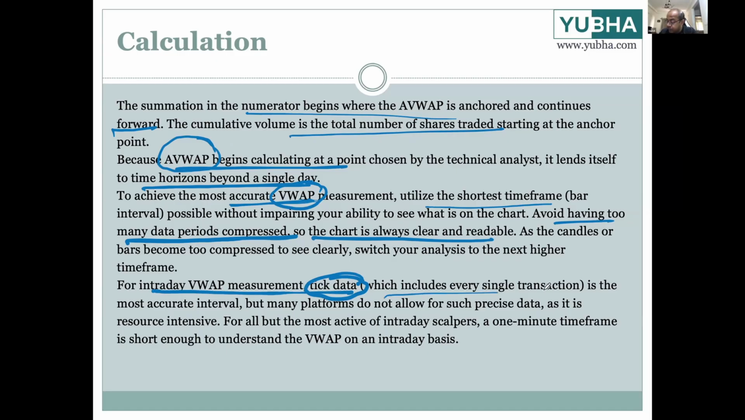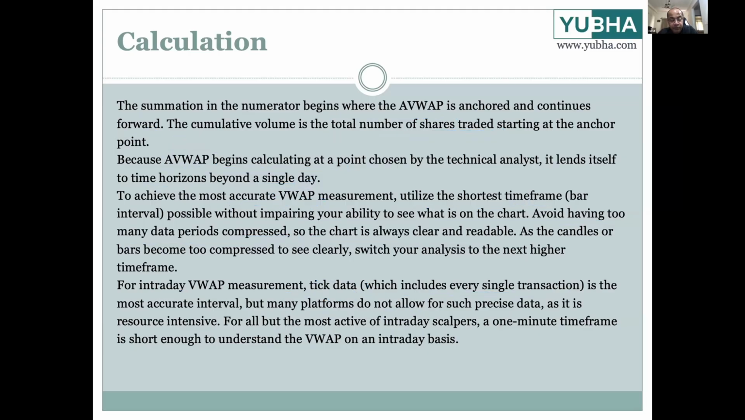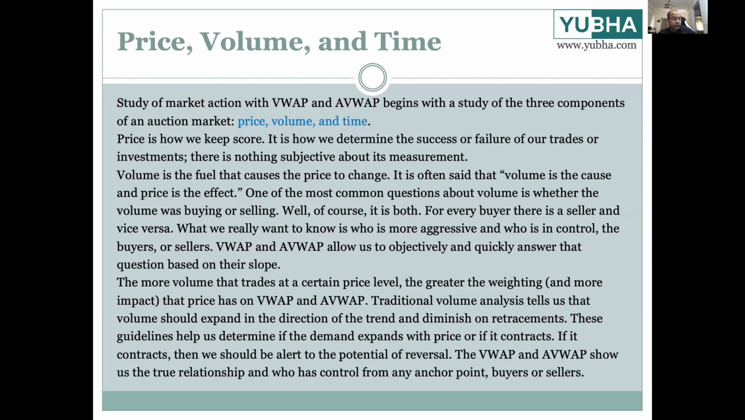It just depends on what your trading horizon and trading time frame is. Tick data, which includes every single transaction, is most accurate because it will actually show you how the prices are moving above and below the VWAP. But obviously, you need to have your platform support that. A lot of platforms, while they support VWAP, don't necessarily support anchored VWAP. As an intraday scalper, 1 minute is good enough to understand VWAP. Some people even use a 3 minute. It really depends on the trading strategy that you have, to make sure that you're able to get the best out of VWAP or anchored VWAP. Any questions till now?